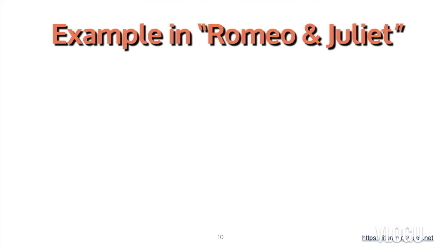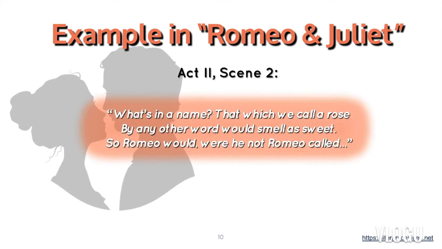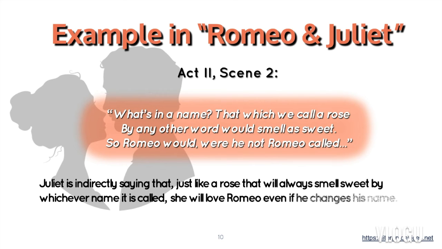Let's look at an example of analogy in Romeo and Juliet. Act 2, Scene 2. What's in a name? That which we call a rose by any other word would smell as sweet. So Romeo would, were he not Romeo called. Juliet is indirectly saying that just like a rose that will always smell sweet by whichever name it is called, she will love Romeo even if he changes his name.